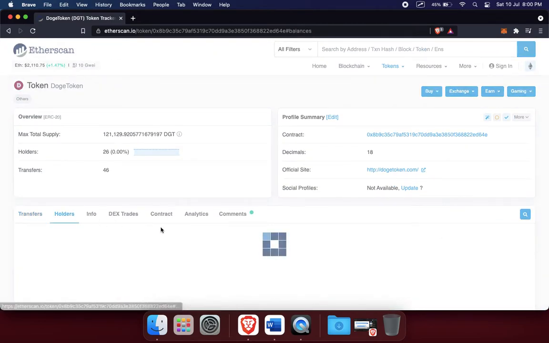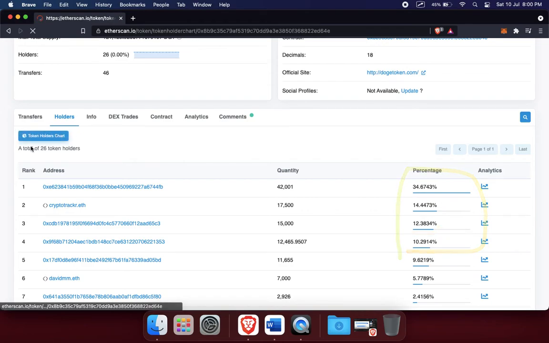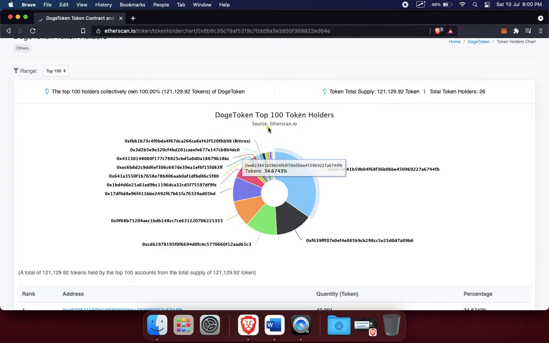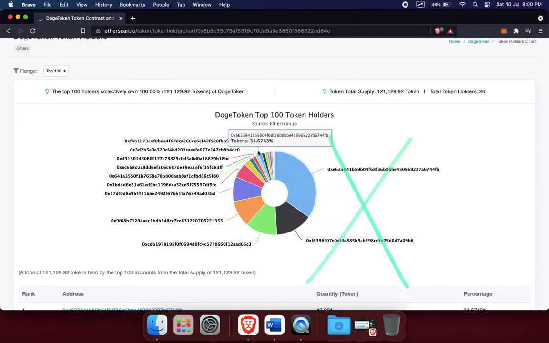So let's look at the holders, right? You can see one holder holds 34%, another one 14, another one 12. So a few holders hold most of the tokens, right? You can actually look at the token holder chart. As I showed you guys on the pie chart, you can see that 1, 2, 3, these 3 people already hold more than 50%. So this is a big no-no in cryptocurrency, right?